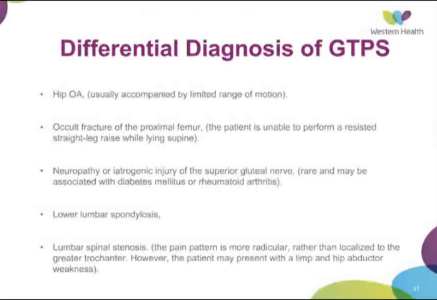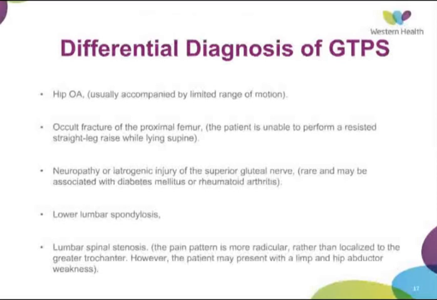Neuropathy or iatrogenic injury of the superior gluteal nerve is another cause of getting the pain around the greater trochanter. It's a rare condition, but may be associated with other medical problems like diabetes or rheumatoid arthritis. Problems in the lumbar spine are another cause of this sort of pain. Low lumbar spondylosis or lumbar spinal stenosis is another spinal cause. The pattern of the pain is different, in that it's a radicular pain rather than being localized.